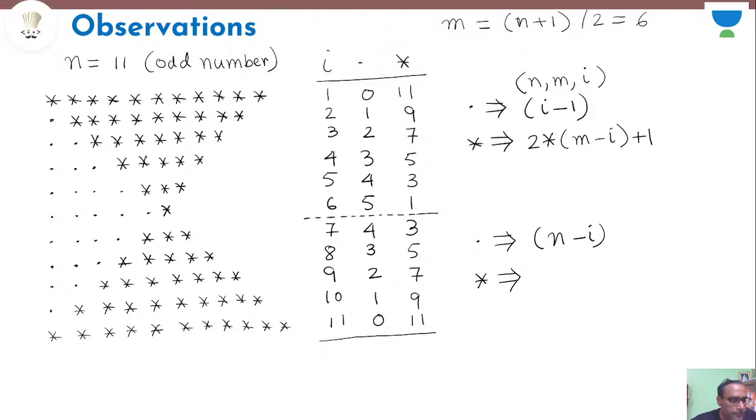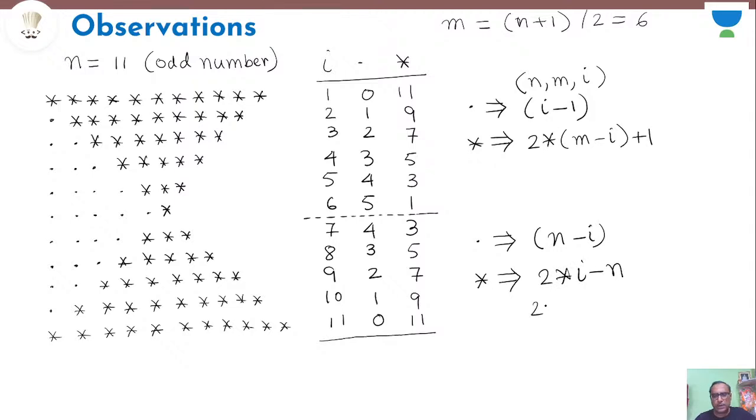2 star i minus n. Okay, 2 star i minus n. So that is 16 minus 11, 5, 18 minus 11, 7, 20 minus 11, 9, and 22 minus 11 is 11. Very good, Pooja. So it is 2 star i minus n.